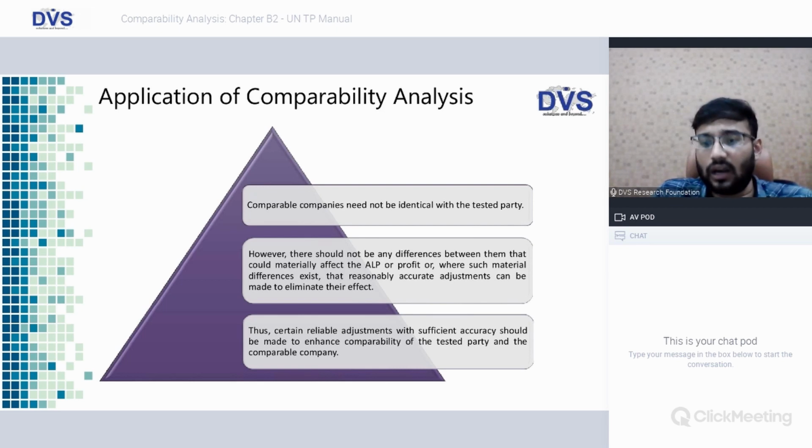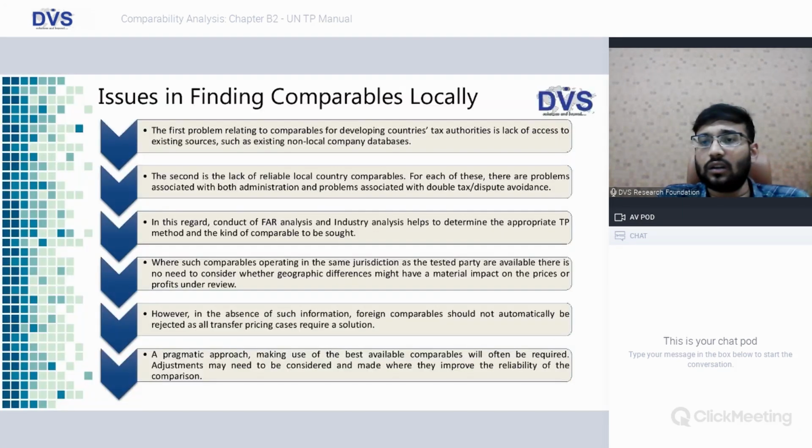However, a note: we should not do adjustments in such a manner that our entire analysis is only adjustments and the original price is there only for namesake. There can be certain reliable adjustments, but the analysis should not comprise only of adjustments. If more adjustments are required, then that kind of comparability analysis would not be sufficient or correct for the purpose of a transfer pricing study.